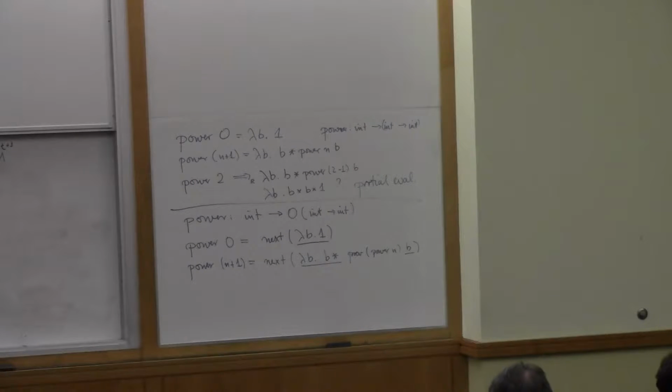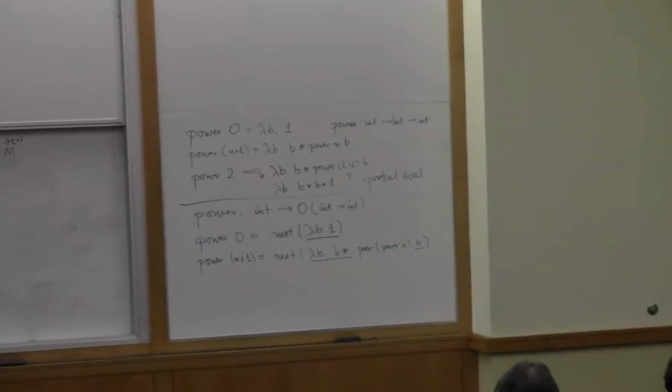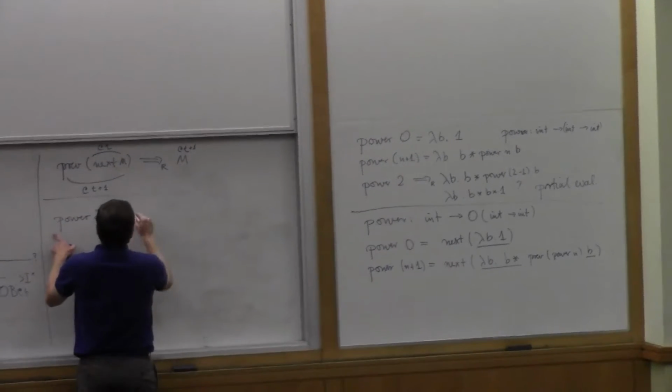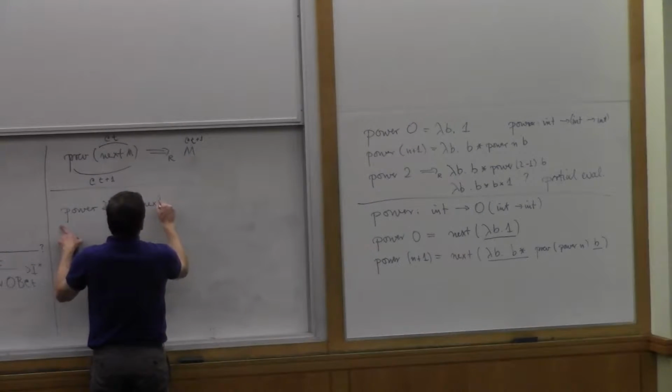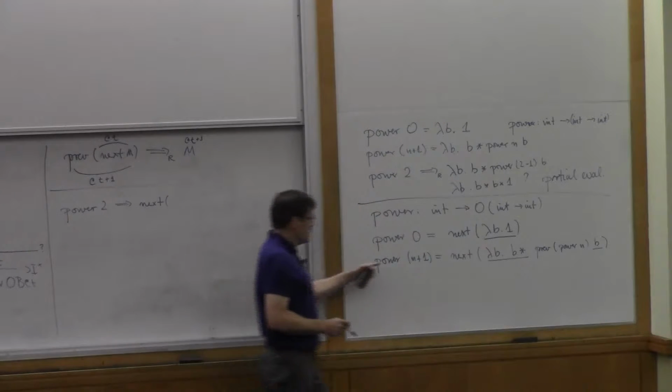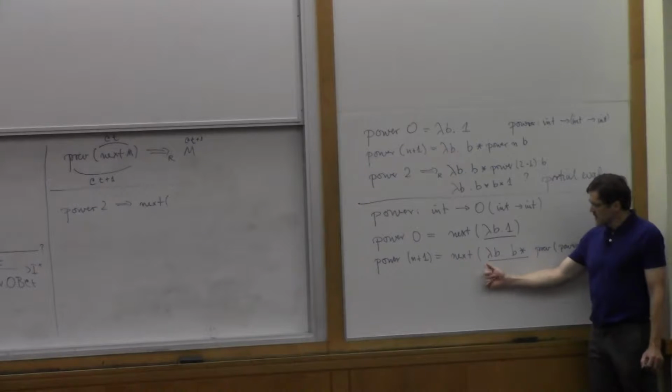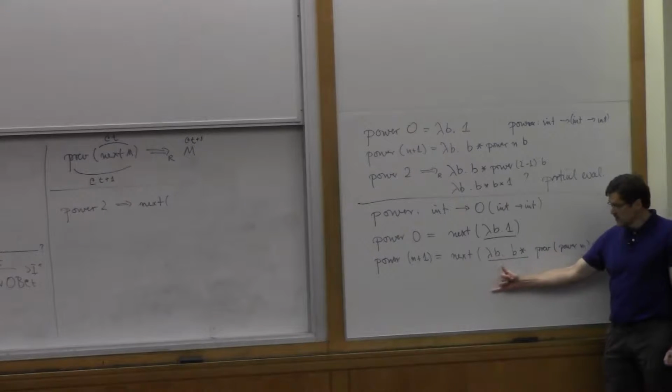So if I do power of 2, okay, this reduces to, well, the second case kicks in. So I get next. Now do I actually evaluate the right-hand side? The way I evaluate the right-hand side, when I come to a next, I'm going to go underneath the next. I'm going to traverse my term.